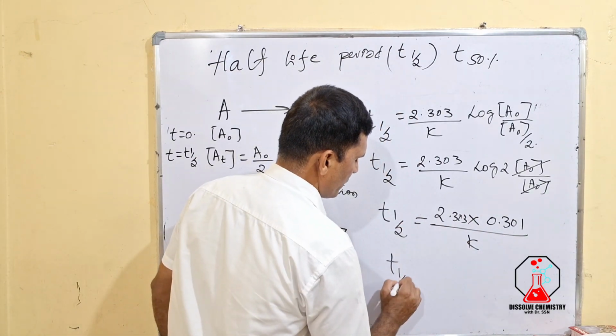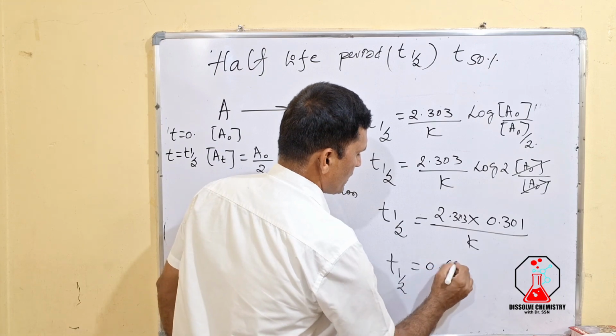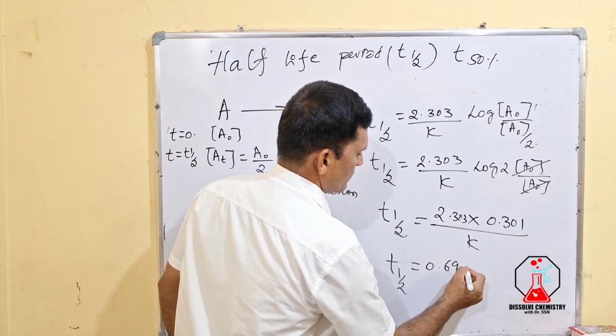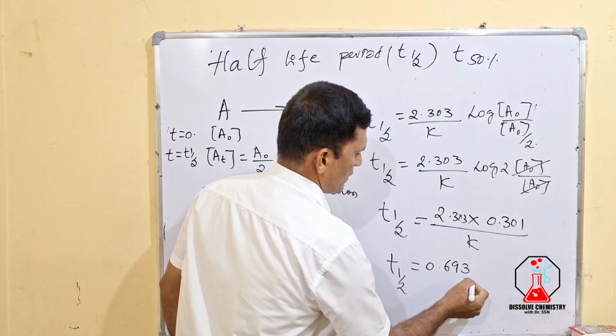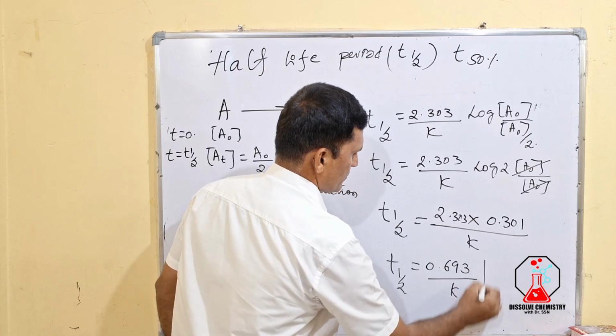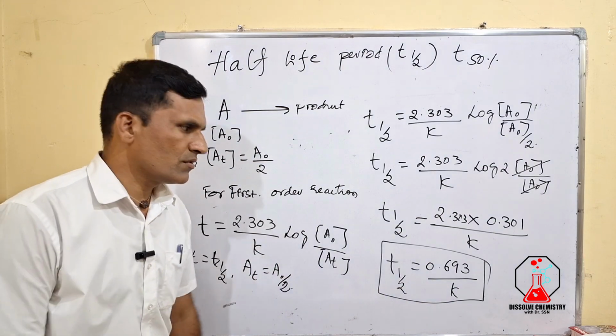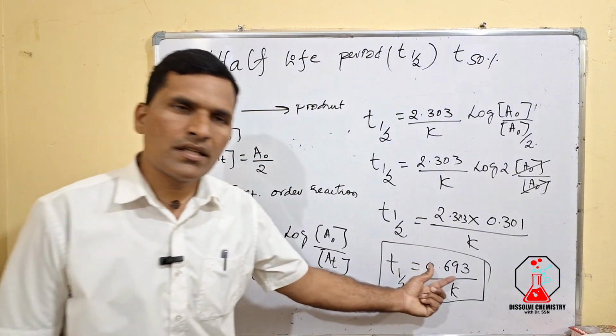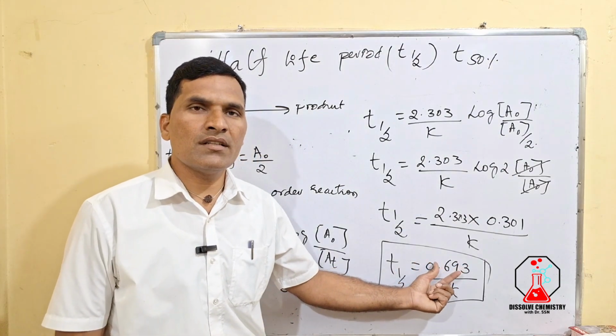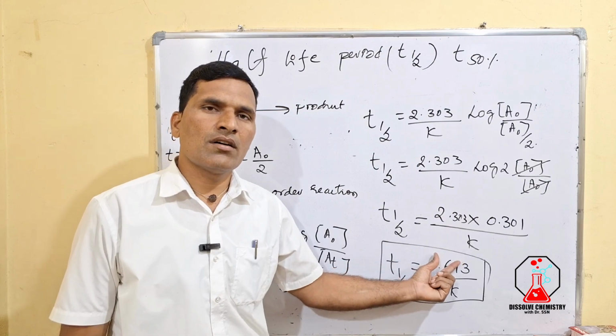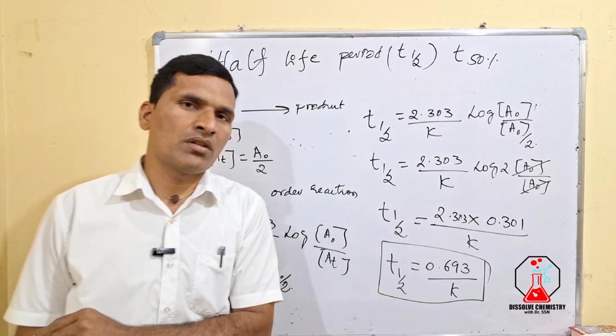Therefore T half is equal to 0.693 divided by K. When you look at this equation, you will see there is no concentration term in it, so it is independent of the initial concentration. This you should make sure of.